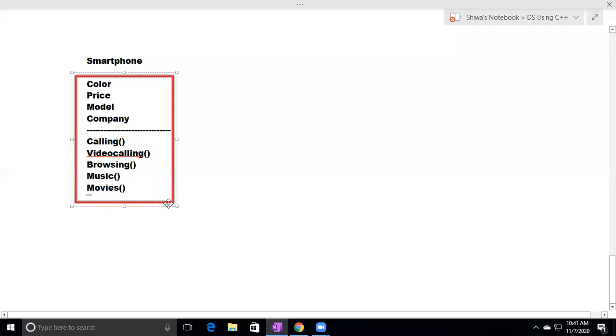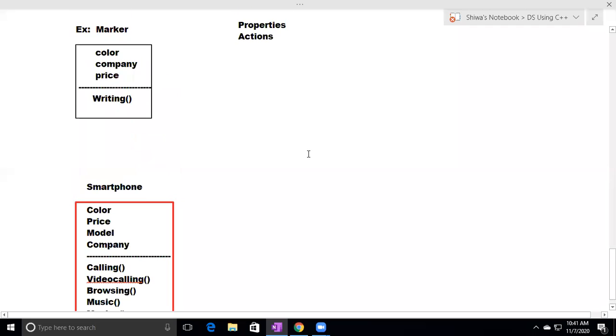See here. For any object, some properties will be there, as well as that can be used to perform particular actions. Just now I have given two examples. One is marker and another one is smartphone.